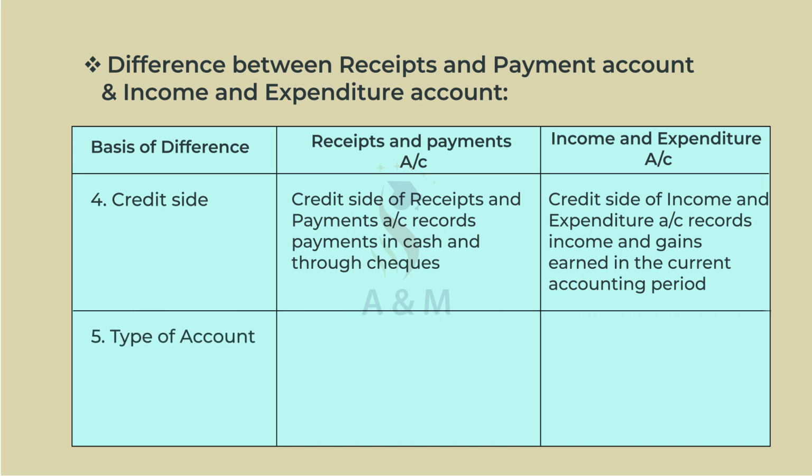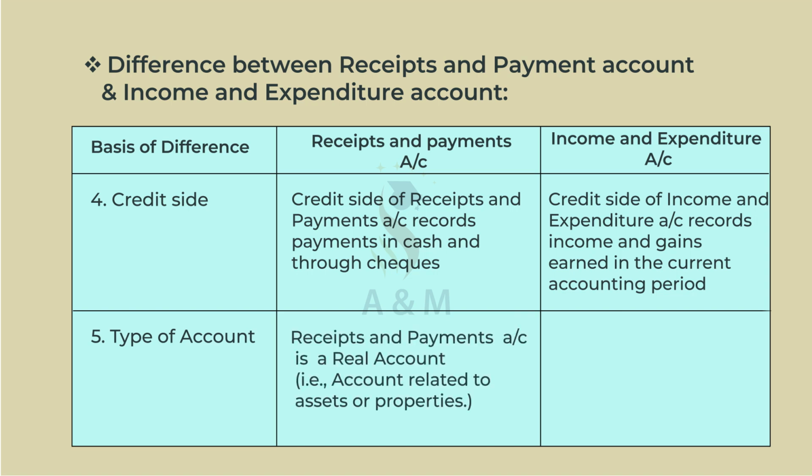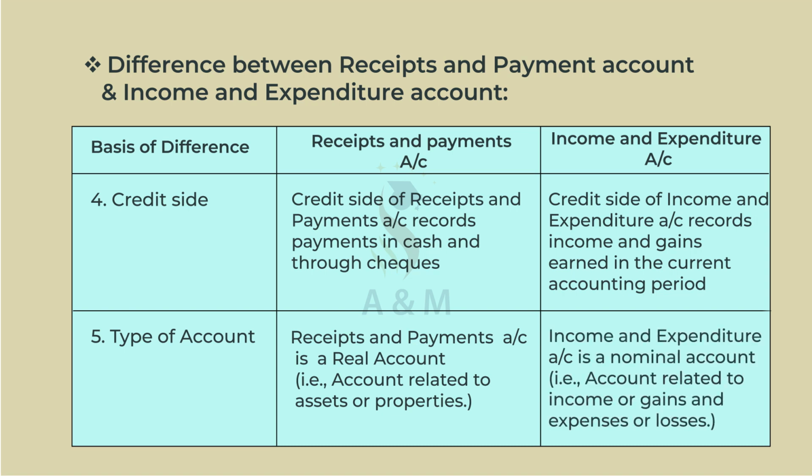Fifth, based on types of accounts. Receipts and payments account is a real account, that is, accounts related to assets or properties, whereas income and expenditure account is a nominal account, that is, account related to income or gains and expenses or losses.